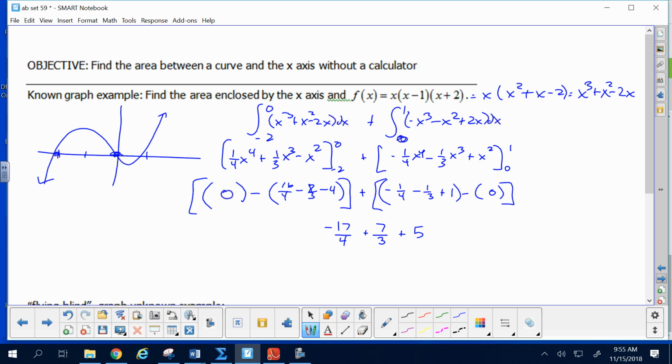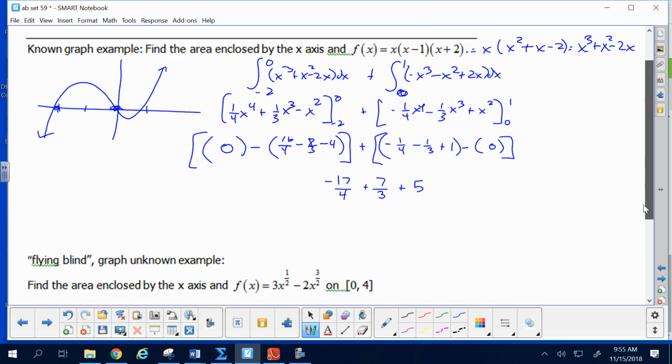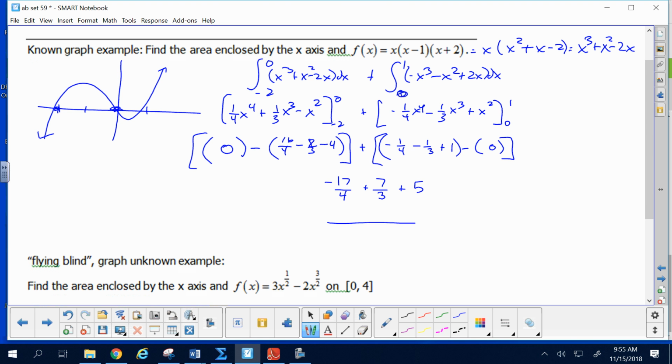Again, correct me if I made a mistake or if you feel different. Common denominator is 12. The first times 3 is negative 51. The second times 4 is 28. And 5 times 12 is 60. Altogether, 88 positive minus 51 is 37. Total area is 37.